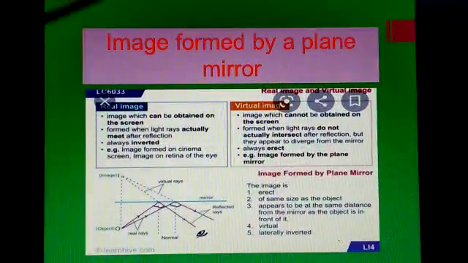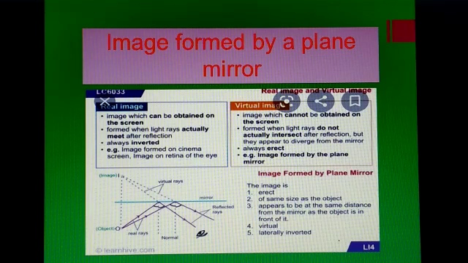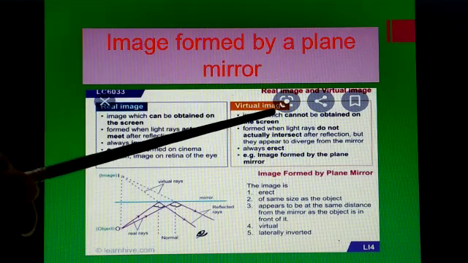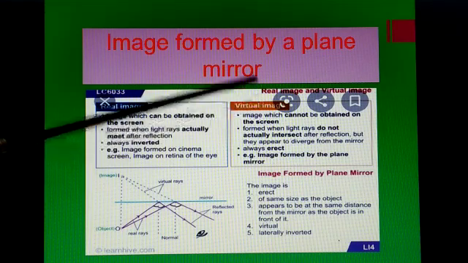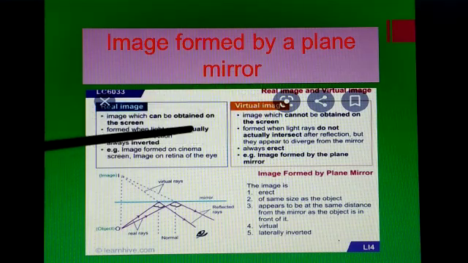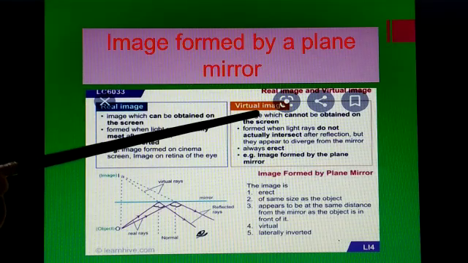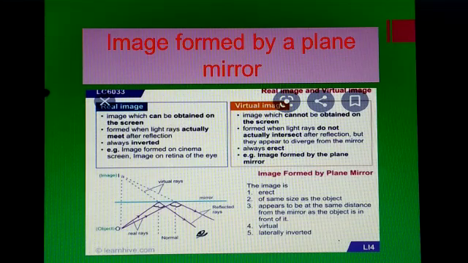Next, image formed by a plane mirror. Before that, you should know about two types of images, real image and virtual image. This also maybe you have studied in 8th standard. So once again I will explain what is a real image and a virtual image. Real image: after reflection, the real rays will meet at a point and there the image will be formed. That image is called a real image.